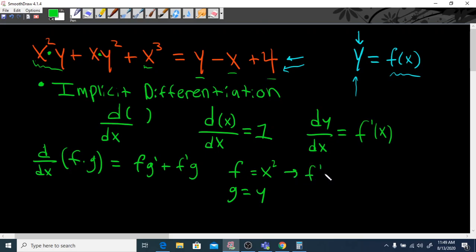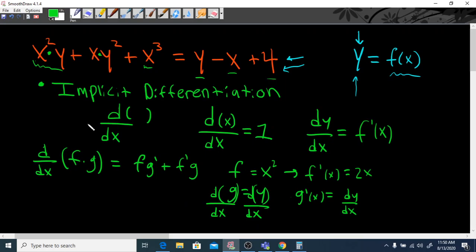So the derivative with respect to x, df dx, is 2x, and this with respect to x is dy dx. Literally what I did is I applied d by dx to both sides. That's what I did. dg dx is g prime, and it's dy dx. Okay? So those are all the pieces.